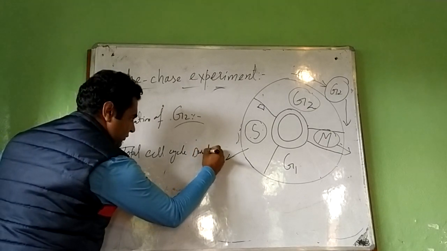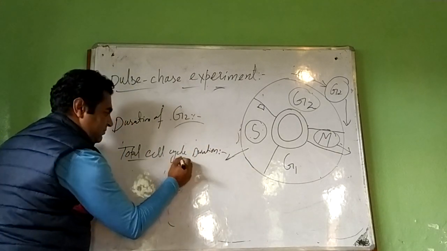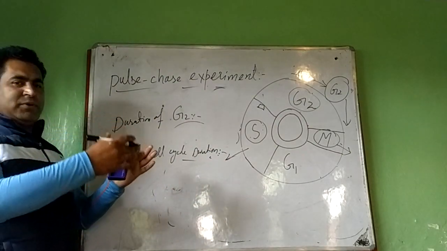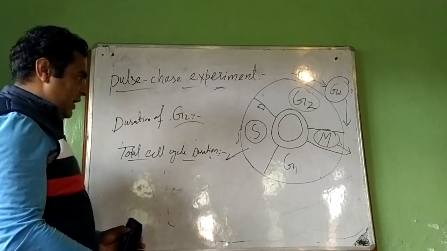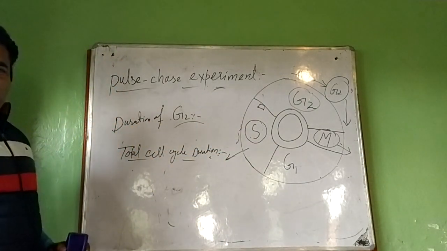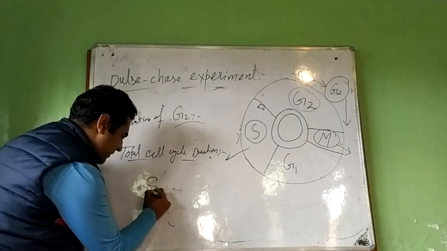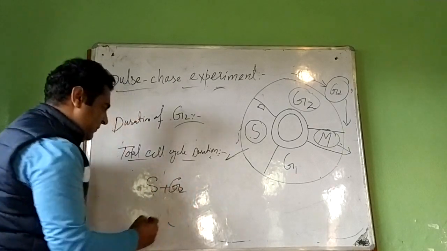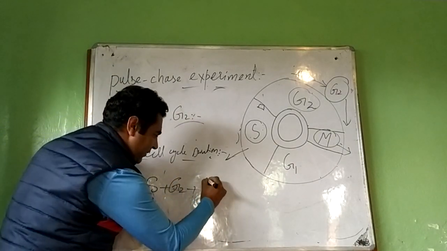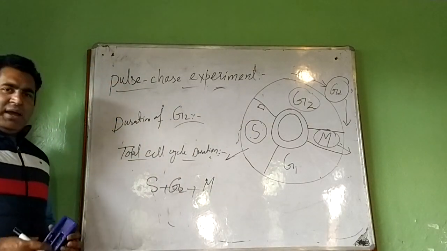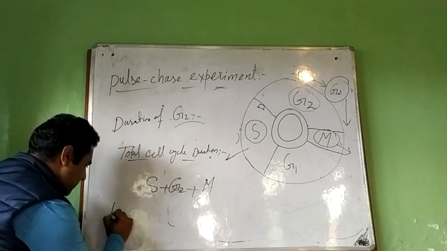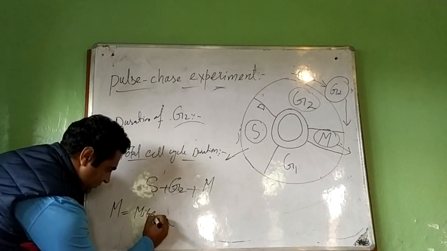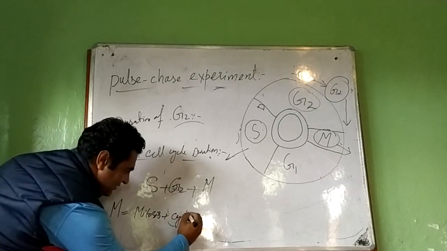Okay, I told you about total cell cycle duration, that you will assess by following a cell from the one cell stage to the two cell stage. S-phase, I told you how we can calculate the S-phase. So you just add S-phase plus G2-phase. You can also add M-phase. How do you know M-phase? M-phase is composed of two phases. M-phase is mitosis plus cytokinesis.